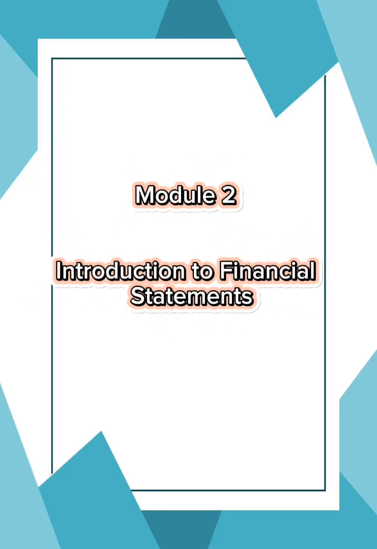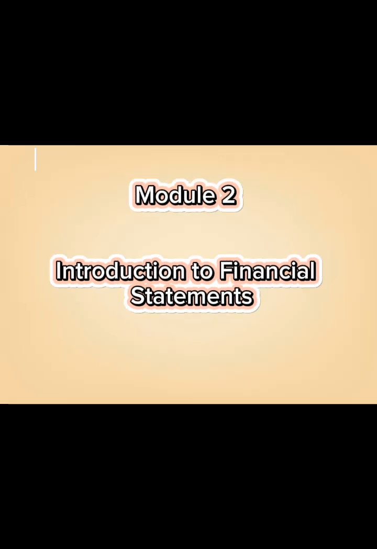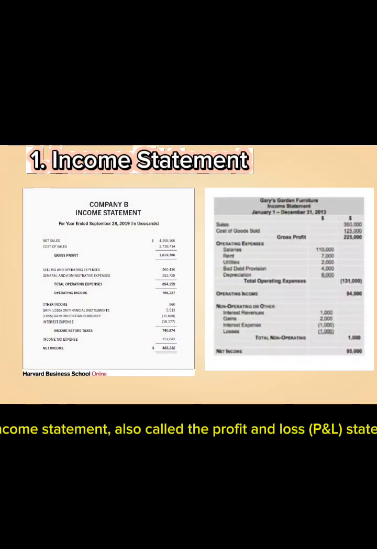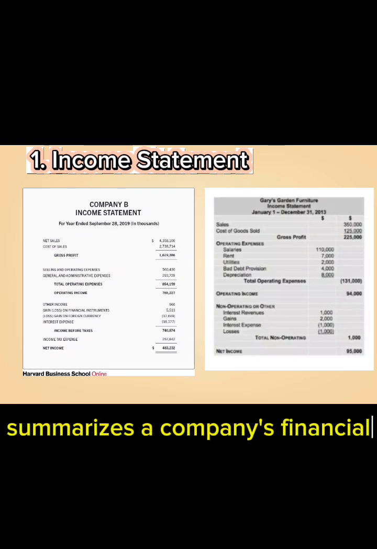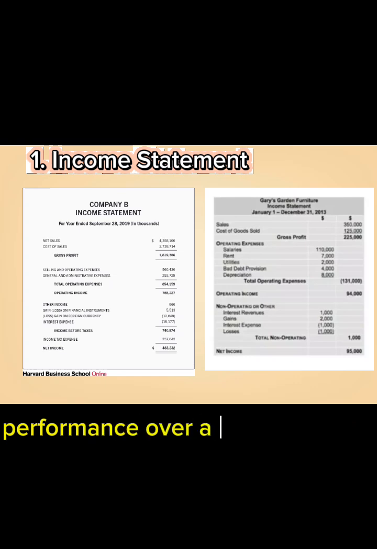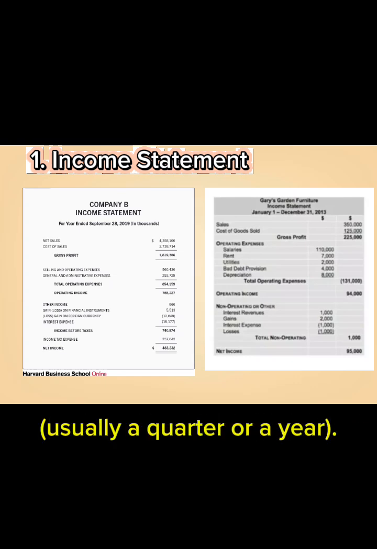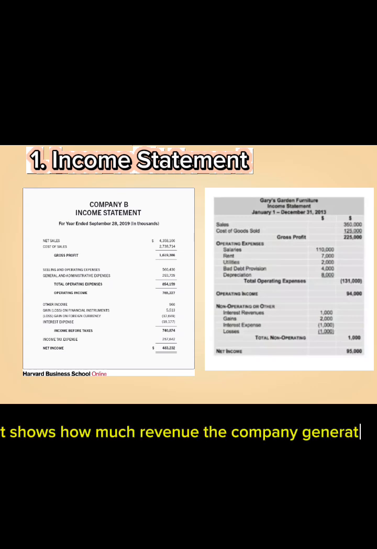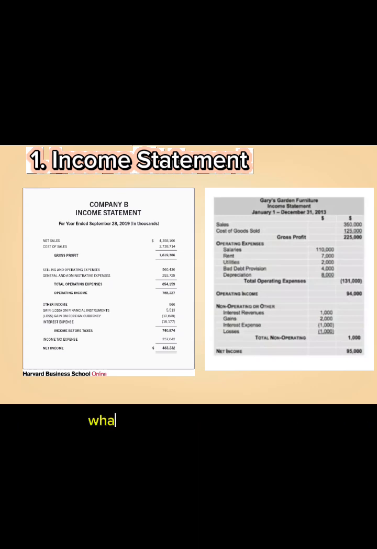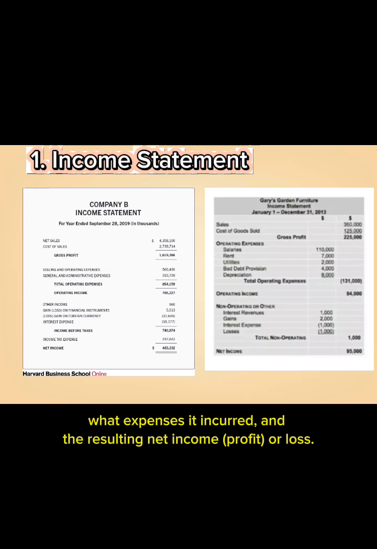1. Income statement. The income statement, also called the profit and loss (P&L) statement, summarizes a company's financial performance over a specific period, usually a quarter or a year. It shows how much revenue the company generated, what expenses it incurred, and the resulting net income, profit, or loss.